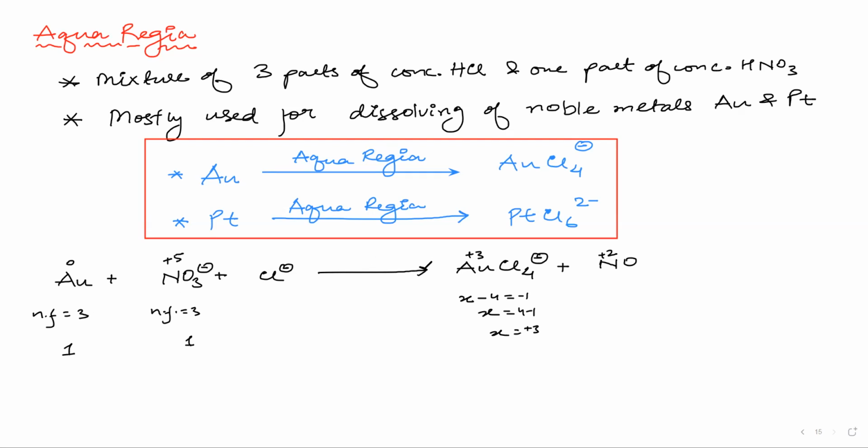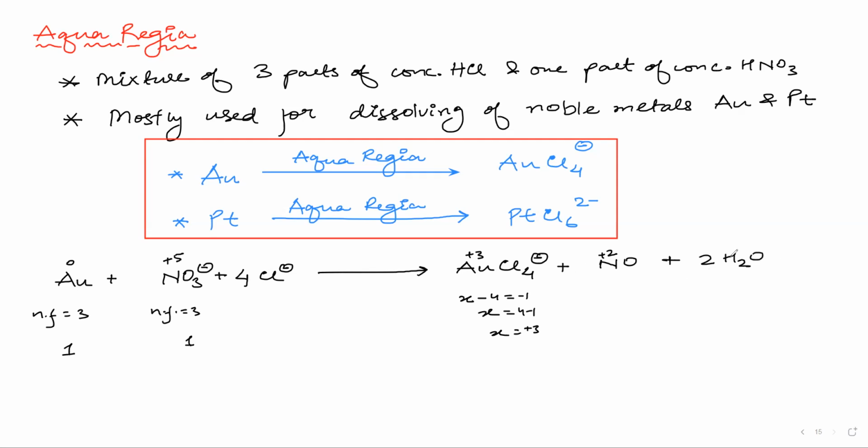Now you see here, how many Cl do you have? 4 Cl negative, so write 4 Cl negative here. Now how many oxygens do you have? 3 oxygens here. What will you add? You will add water. How many water molecules should I add? 2 molecules of water.